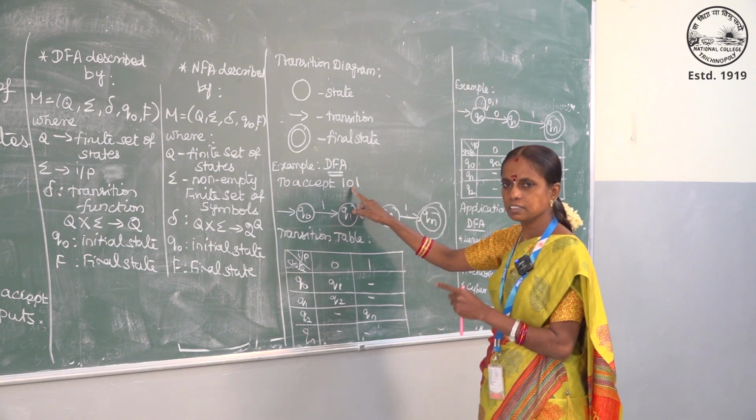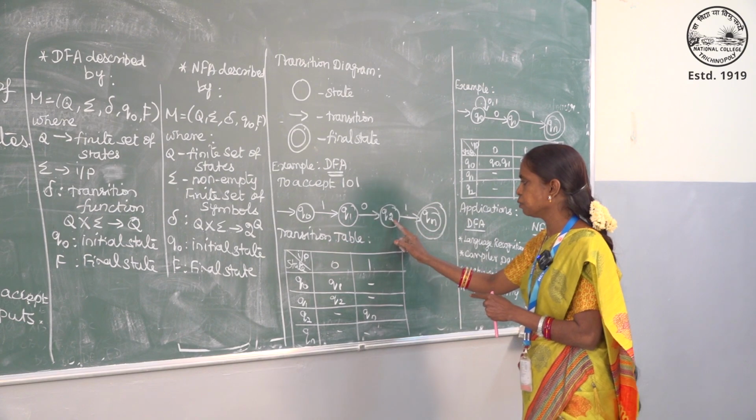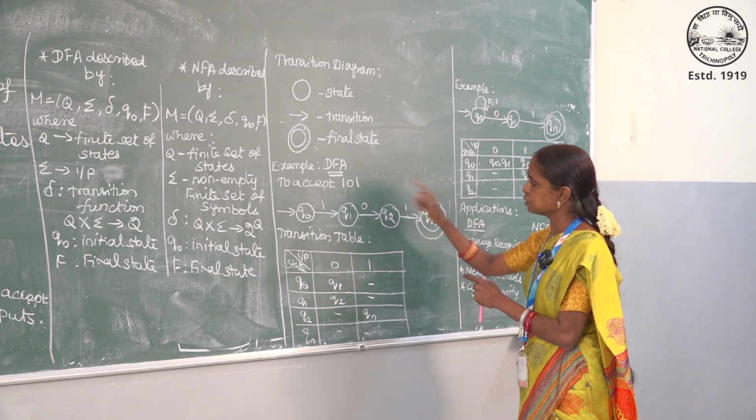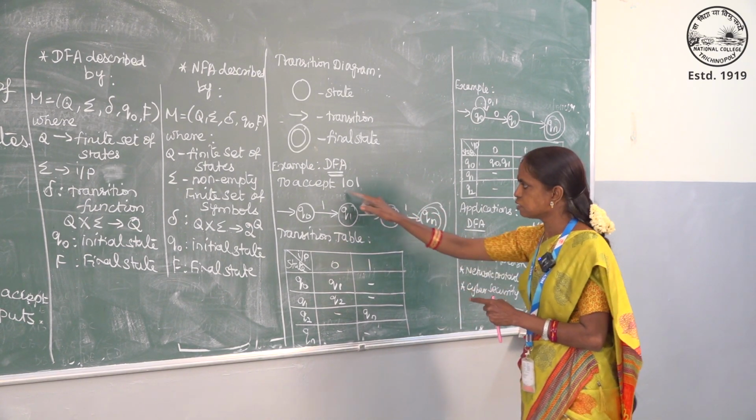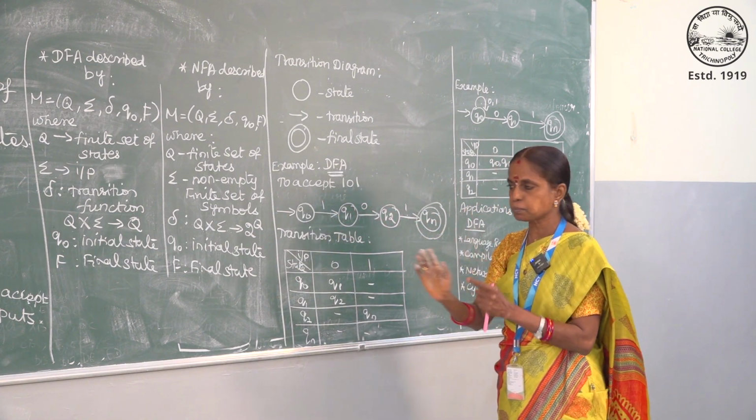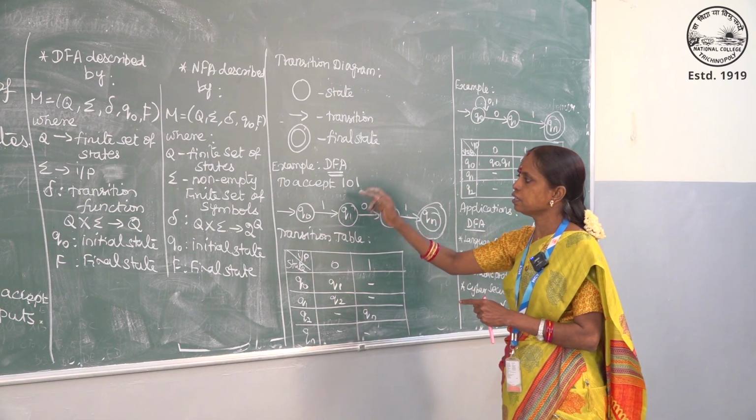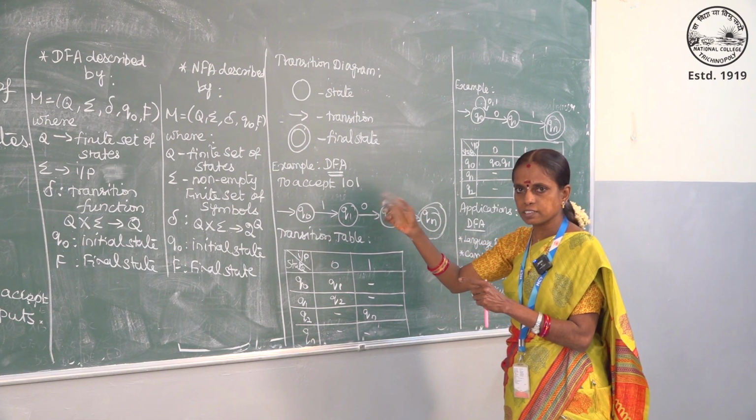Another one is a string as a 0. After accepting the 0, Q1 goes to Q2. After accepting, Q2 accepts the string 1. Then this particular DFA, that's a deterministic finite automata, only accepts the string 101. It is a transition diagram of a DFA which accepts 101 as a string.